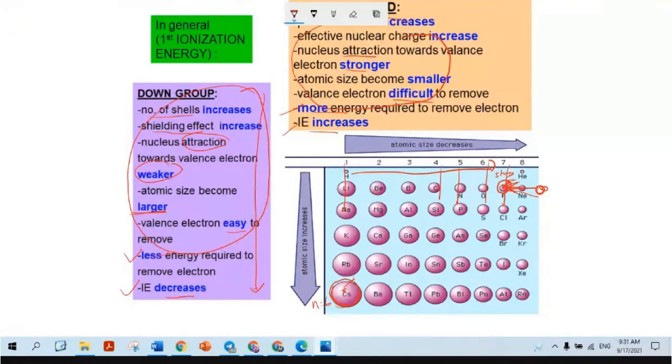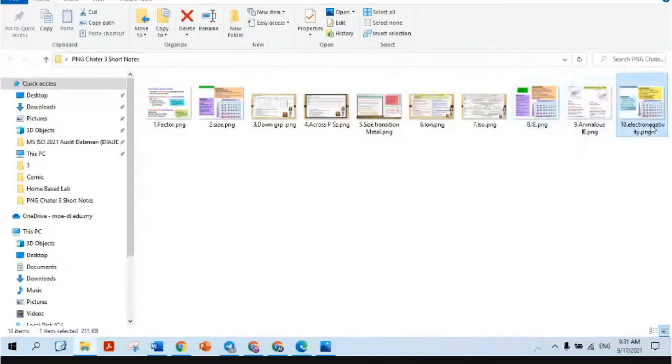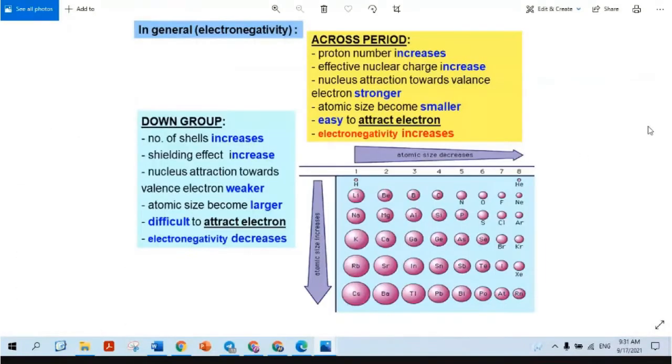Same thing happens for electronegativity. Of course, you must know the definition of electronegativity. It's the tendency to attract the electron to itself. So this one needs to add an electron. If you check, the explanation here is still the same.